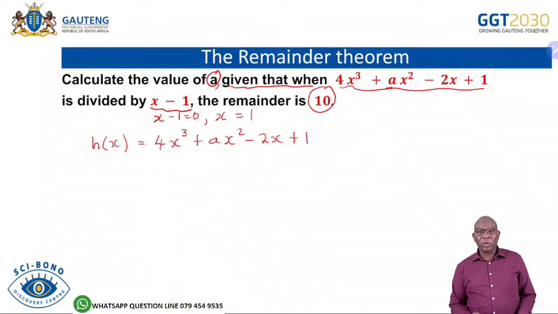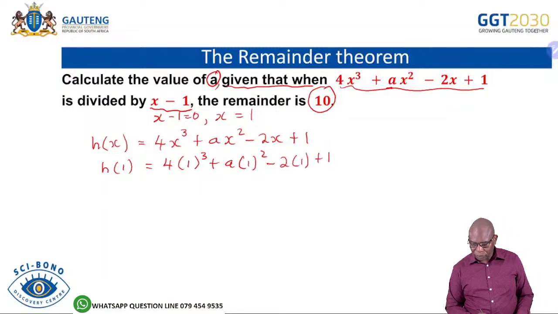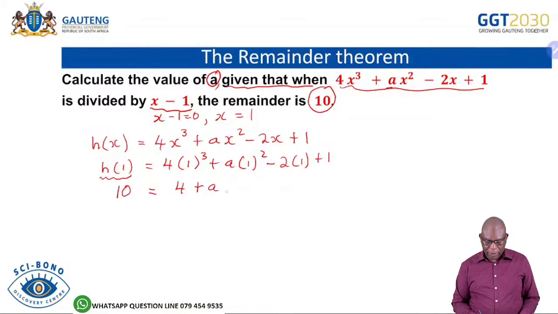So I'm going to substitute the value of x by 1, so I'll have h of 1. It's 4 into 1 cubed plus a into 1 squared minus 2 into 1 plus 1. Remember, I'm told that the remainder is 10. Remember I told you that the function value gives us the remainder. So the remainder is 10, which gives me 4 plus a minus 2 plus 1.